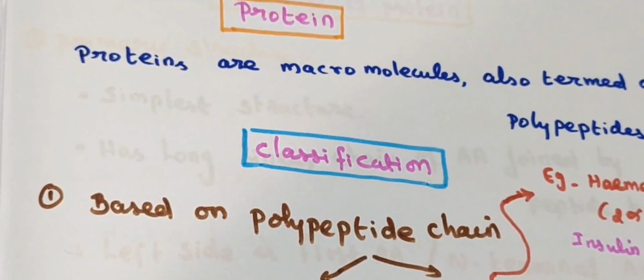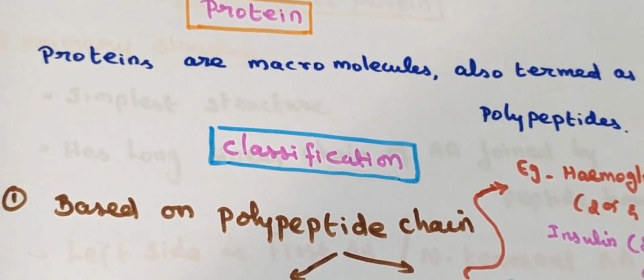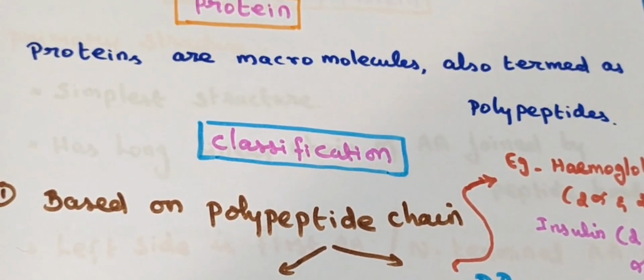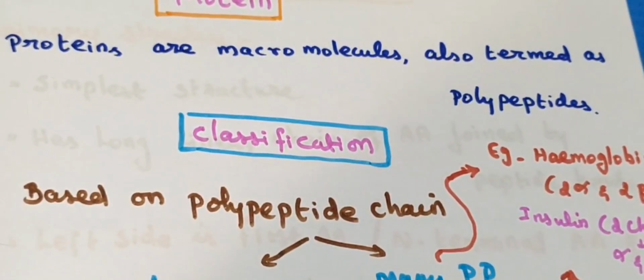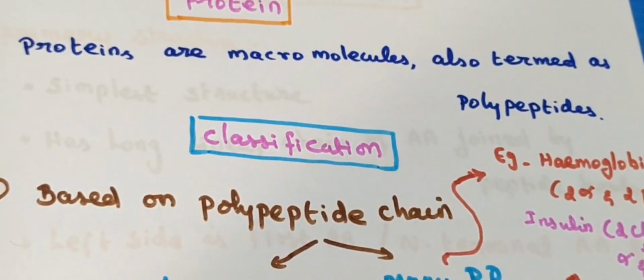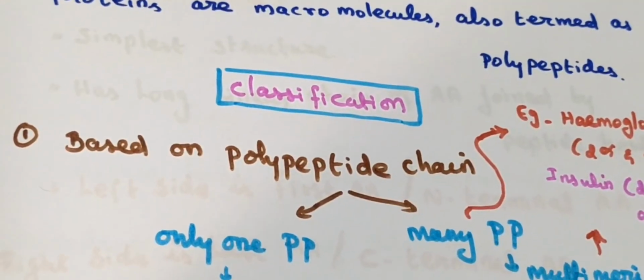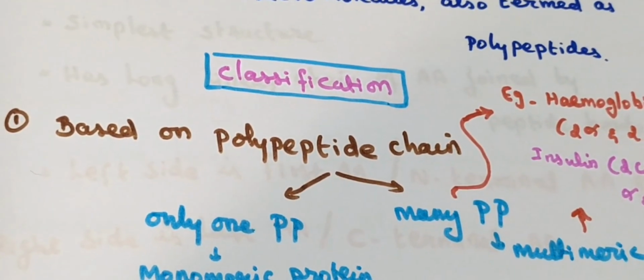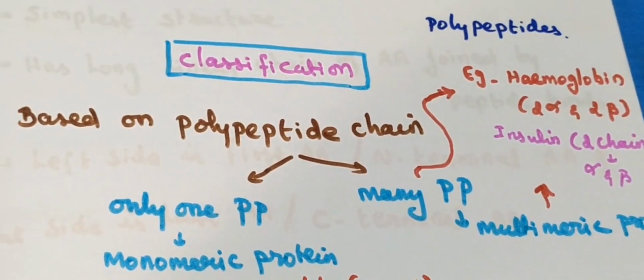In this video, we'll discuss proteins and their classification. Proteins are macromolecules, also termed polypeptides, because so many amino acids are joined together to form peptides. A big polypeptide is called a protein. Next, the classification based on their polypeptide chain: they are classified as monomeric and multimeric proteins.